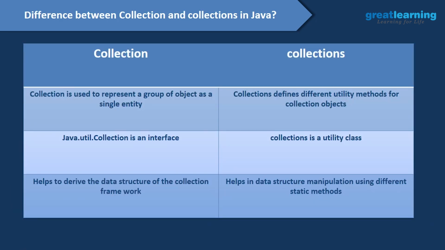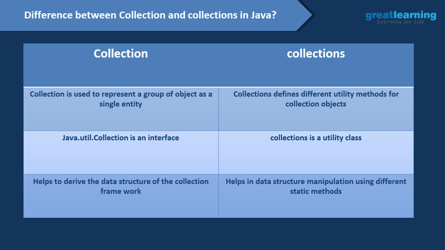Now we will see the difference between Collection and Collections. Collection is an interface and Collections is a class. Collection is used to represent a group of objects as a single entity. Collections defines different utility methods for collection objects. If you want to use the Collection interface, it comes under the util package, java.util.Collection. And Collections is a utility class, okay?